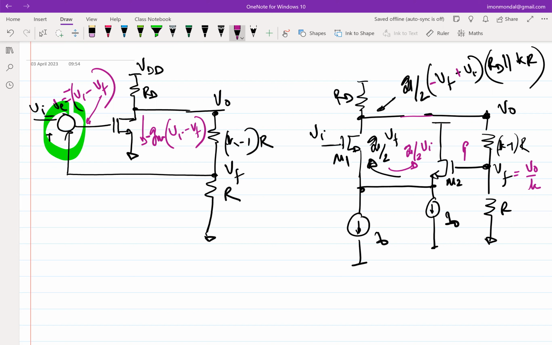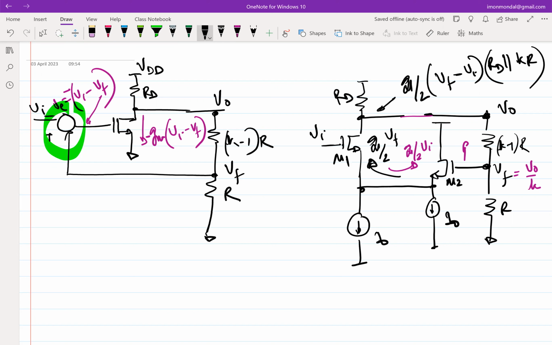So that is as far as the symbolic representation is concerned, but we'll have to do that using the circuit. So this is equivalent to saying that whichever node I had selected to apply VF, I will apply VI, and whichever node I have decided to apply VI, I will apply VF. Okay, so how did I get this VF minus VI?